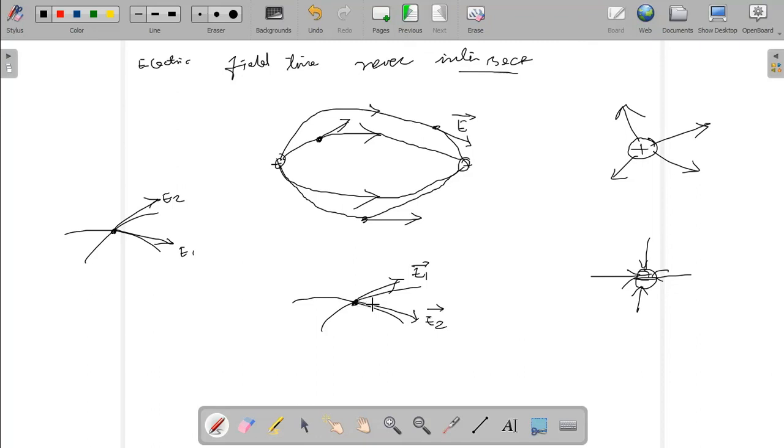So electric field lines never intersect, because when they intersect at the point of contact, two tangents can be drawn. The tangent gives the direction of electric field. So at a point, two directions of electric field cannot be possible, because a vector at a point has only one direction possible. So it never intersects. That's all.